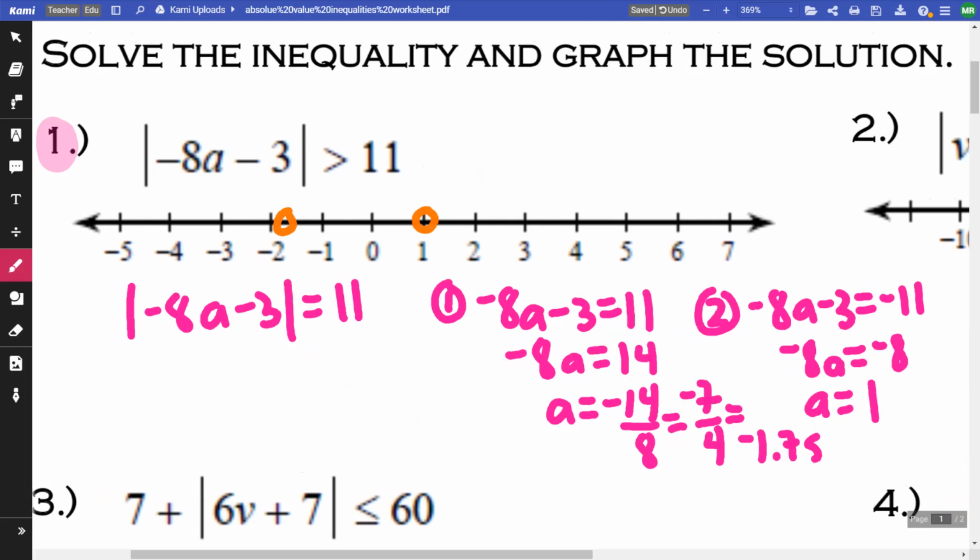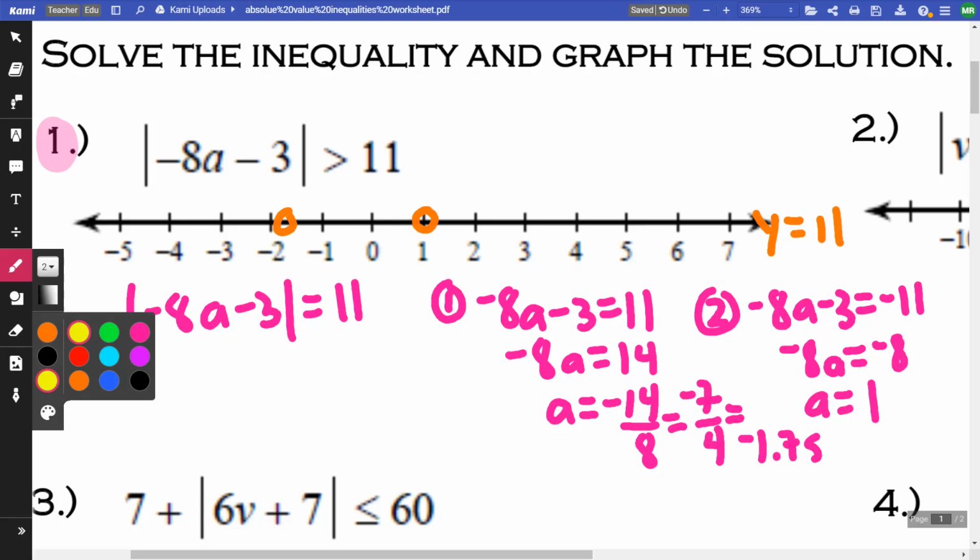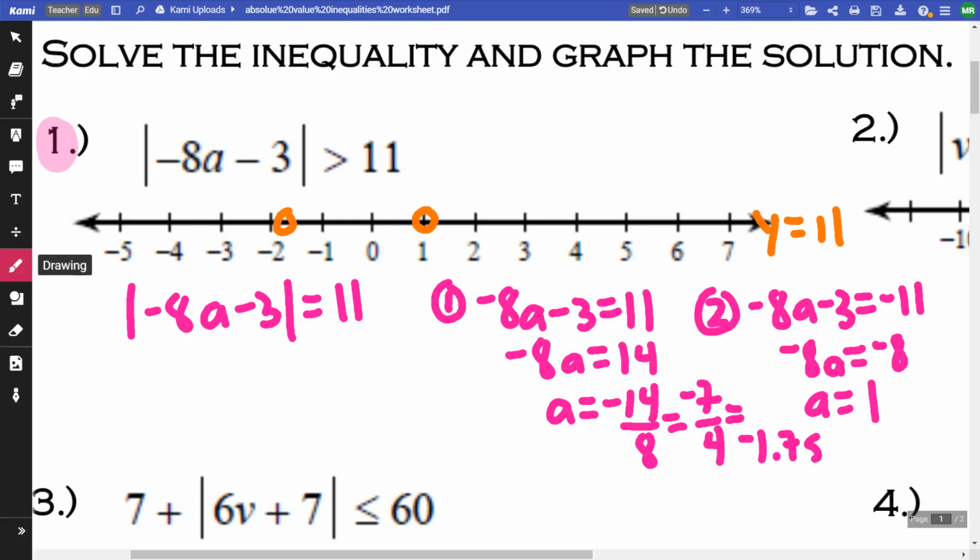I'm thinking about this basically as the height of y equals 11. This is where 11 is, so these 2 values are at 11. So if I think about my absolute value, which is a V, as I'm drawing right now, this is greater than 11. Once I touch that line, I'm at 11, below 11, still below, at 11, above 11.